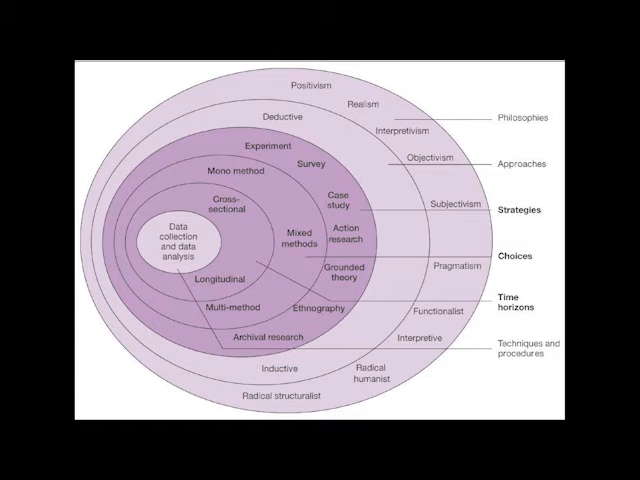Today I'll be talking about Research Onion. My colleagues have told you about three layers of the Research Onion. I'll be talking about the rest of the 3 layers that are choices, time horizon, and data collection and analysis.